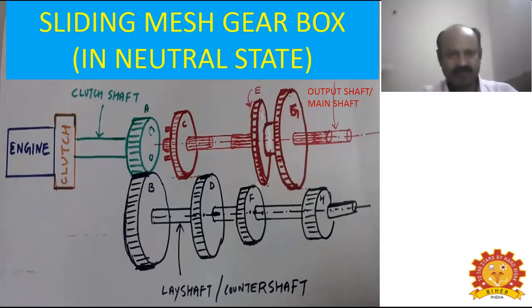You see in the diagram, the sliding mesh gearbox consists of basically three parts. One is the clutch shaft, which I am showing in green color, which carries the clutch gear, which I am also showing in green. So that is one. The clutch shaft is connected to the engine through the clutch. The next shaft is the lay shaft. It is also called the counter shaft.